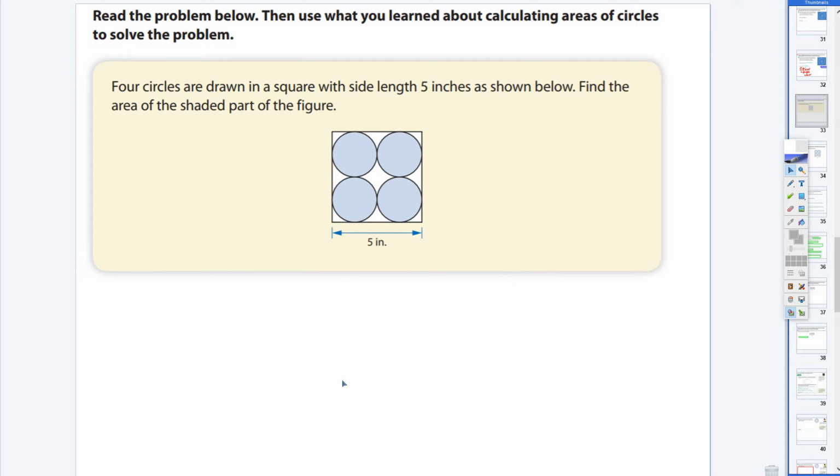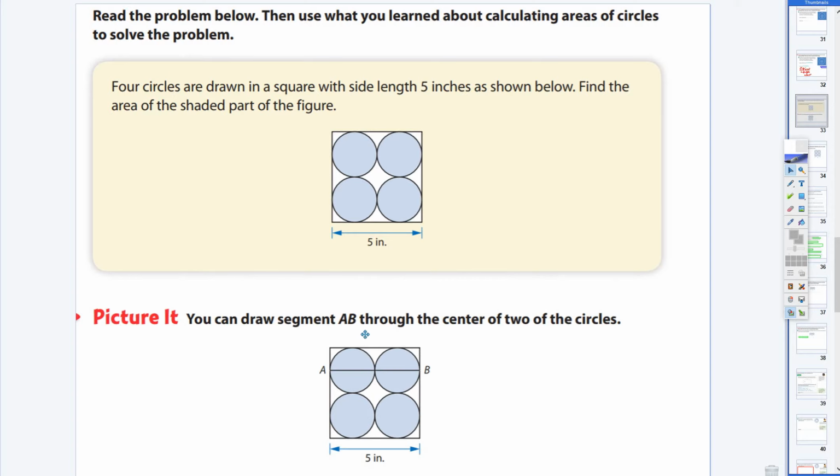Let's read the problem below, then use what you learned about calculating areas of circles to solve the problem. As you can see in the figure, 4 circles are drawn in a square with side length 5 inches. Find the area of the shaded part of the figure. So again, this is 5 inches. If I were you, I would pause this video right now and solve it.